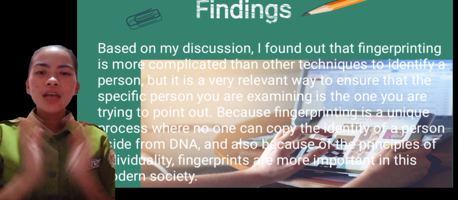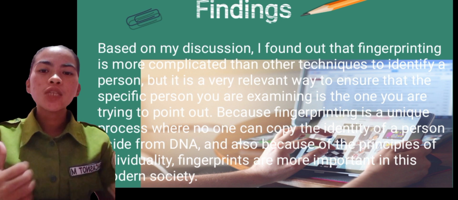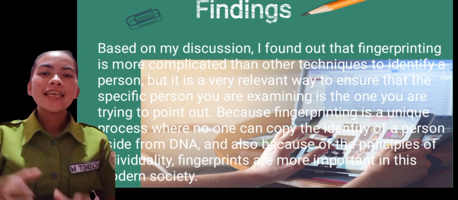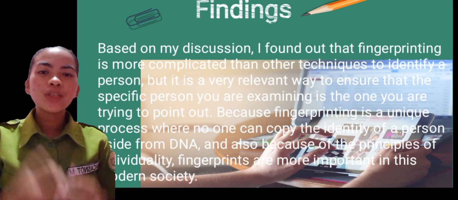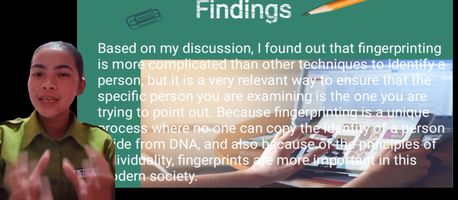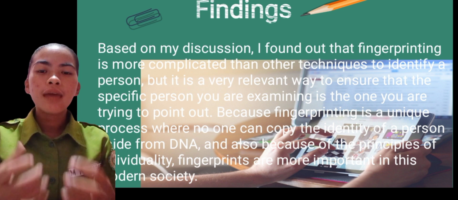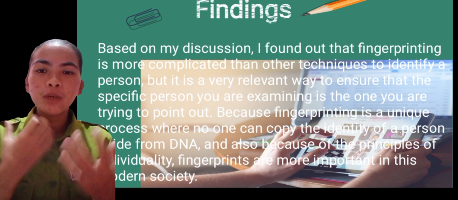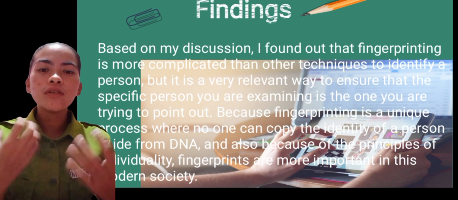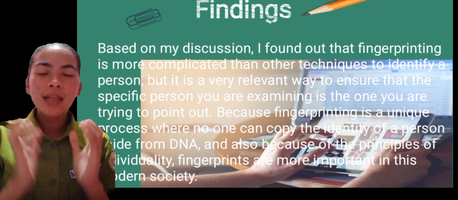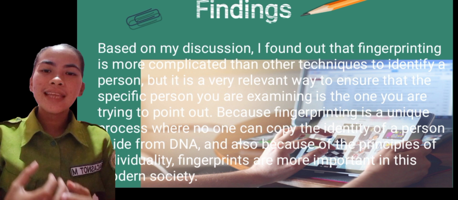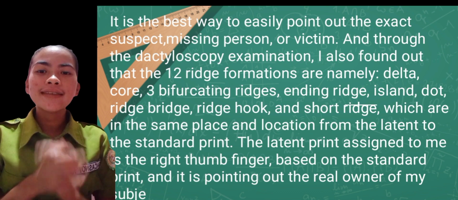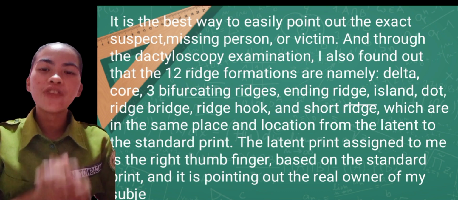So based on the discussion, I found out that fingerprinting is more complicated than other techniques to identify a person. But it is a very relevant way to ensure that the specific person you are examining is the one you are trying to point out, because fingerprinting is a unique process where no one can copy the identity of a person aside from DNA, and also because of the principles of individuality. Fingerprints are more important in this modern society. It is the best way to easily point out the exact suspect, missing person, or victim.